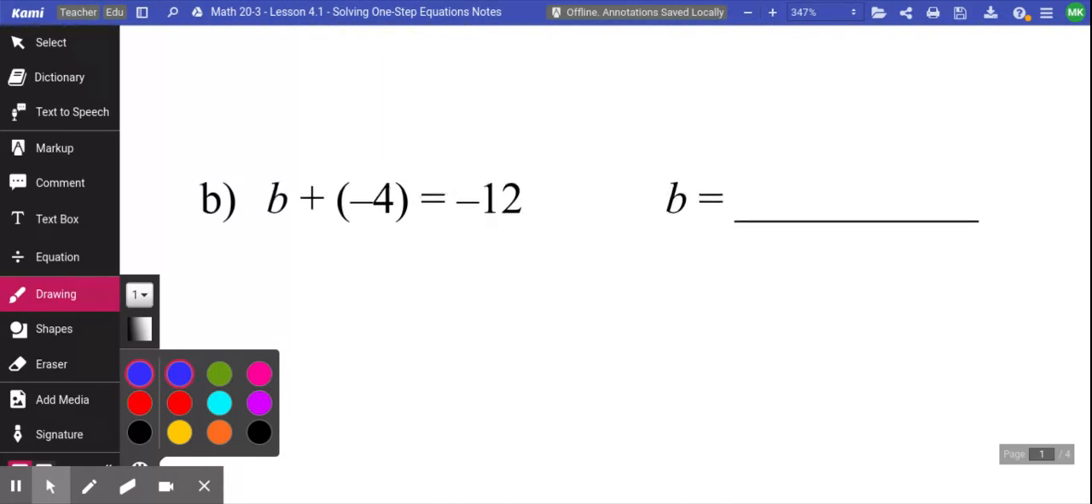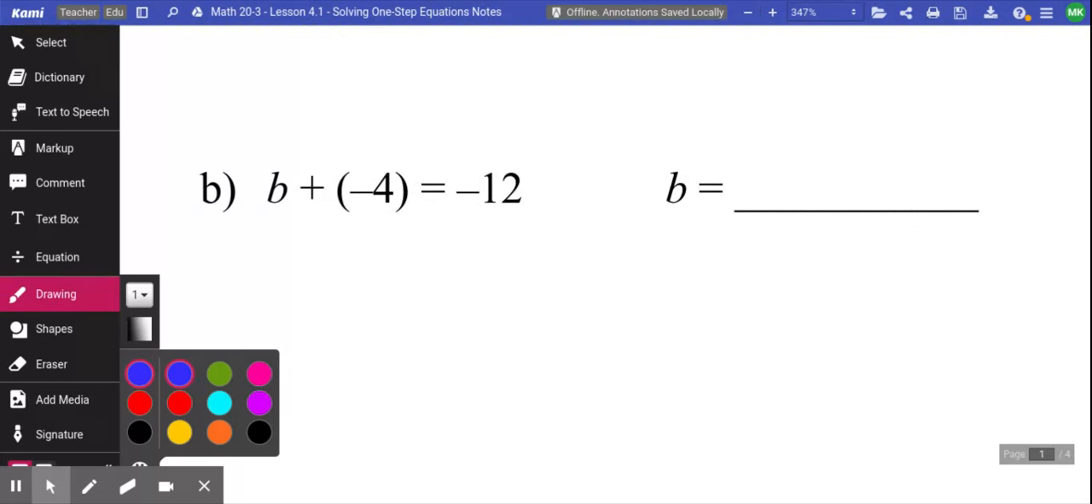Cool. If we look at B, we have b plus negative 4. When I see 2 symbols like that, I like to rewrite it as one symbol. So if I have plus and a negative, it would turn into a negative. So a positive and a negative turns negative.